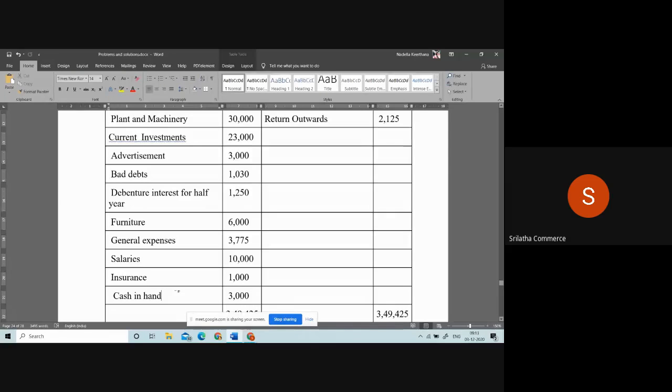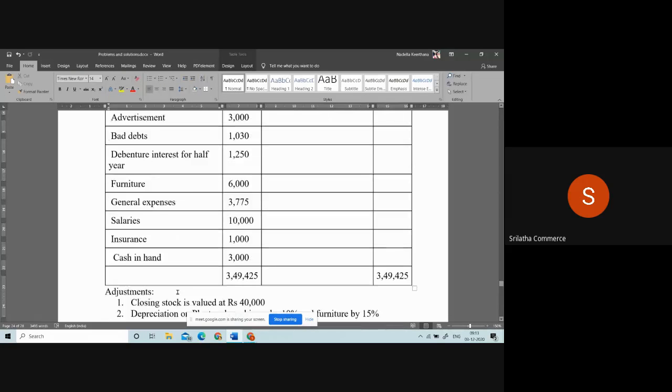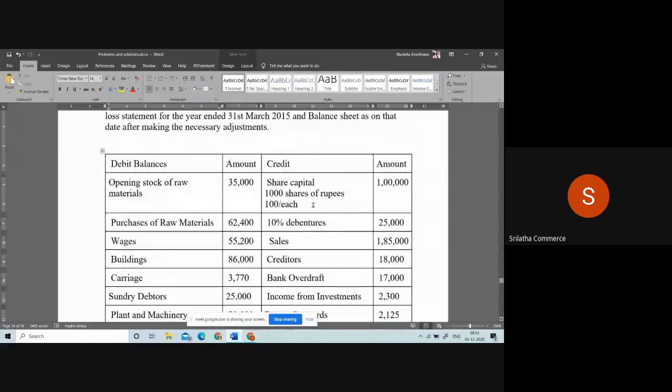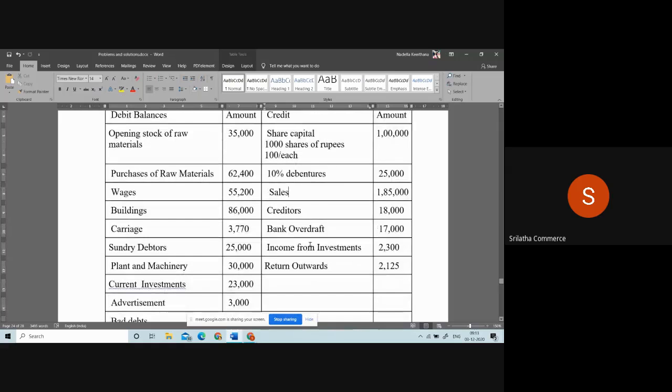Cash in hand, cash and cash equivalents. I think you all know, I'm telling you under which head each comes. You all knew whether a particular main head comes under the statement of profit and loss or the balance sheet, isn't it? Then share capital under shareholders' funds, first point. 10% debentures come under non-current liabilities, long-term borrowings. Sales under revenue from operations.